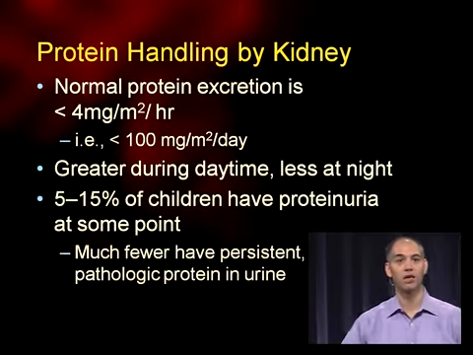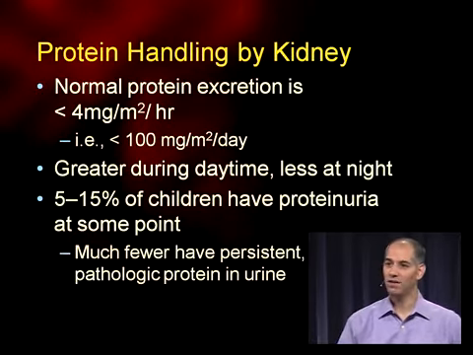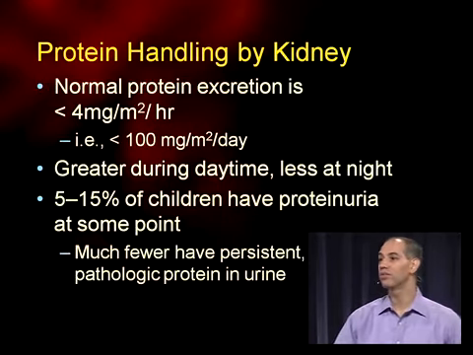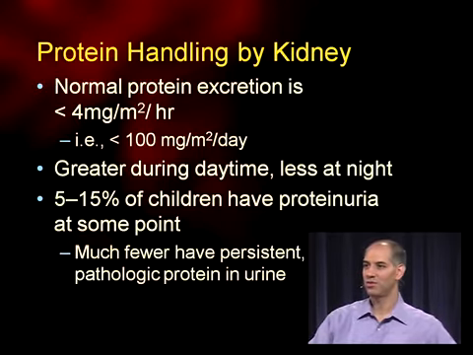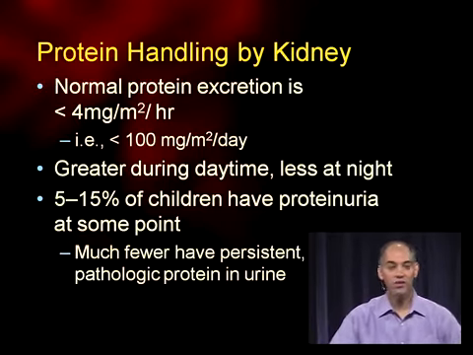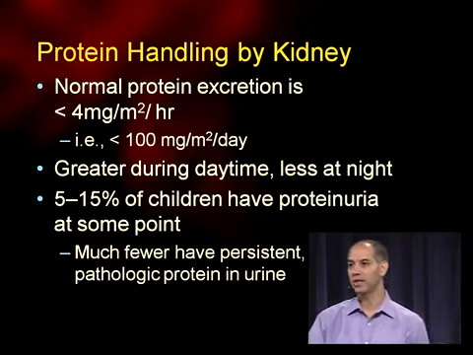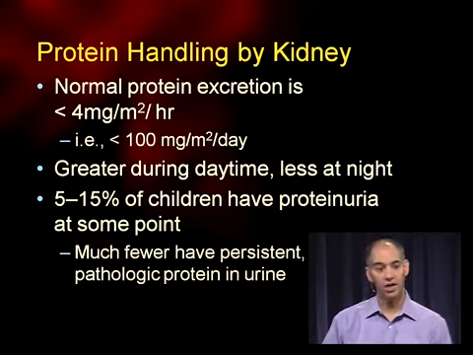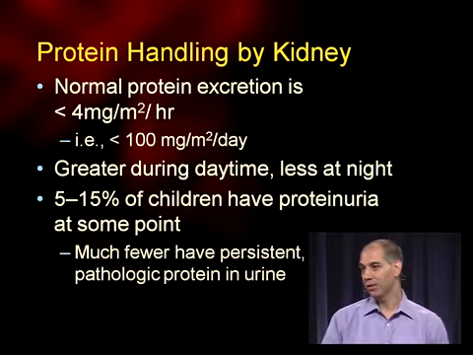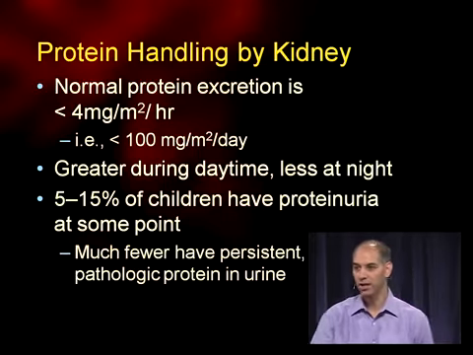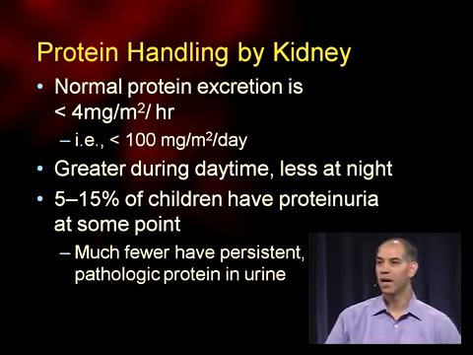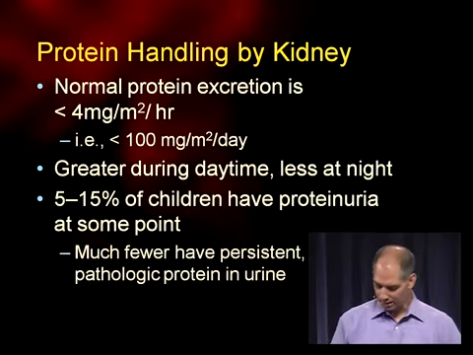As I mentioned a few minutes ago when we were talking about red cell casts, all of us have a little bit of protein that comes out in our urine. It's usually less than about 4 milligrams per meter squared per hour, or less than 100 milligrams per meter squared in a day. See how I can do that math with multiplying by 25 and getting that? All right. It's greater during the daytime when we're up jostling our kidneys around, much less at night when we lie down and are not jostling our kidneys around. Anywhere from 5 to 15% of kids will have proteinuria at some point during childhood. Fortunately, much fewer of them will have persistent pathologic problems.